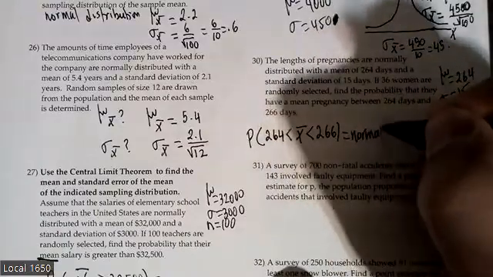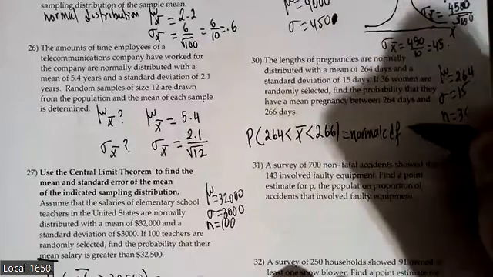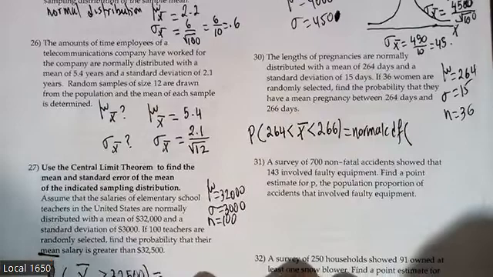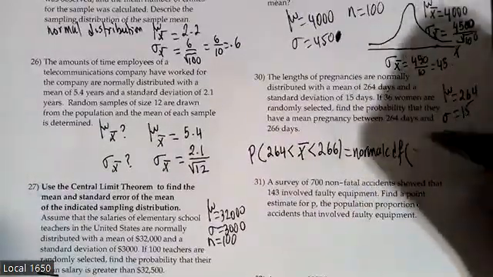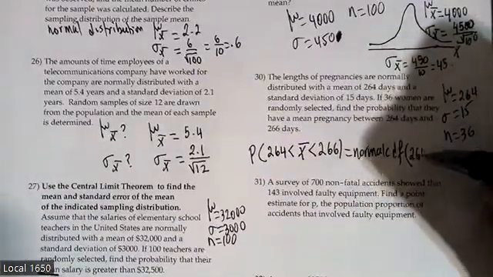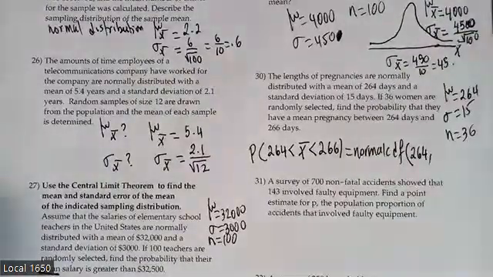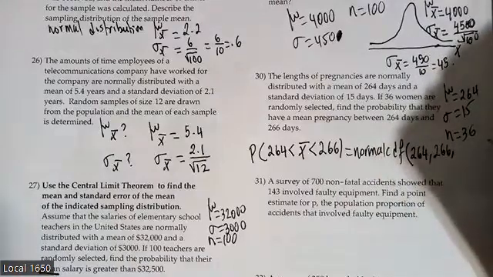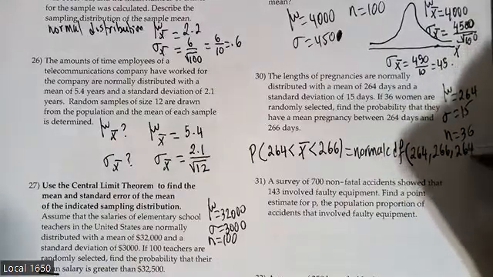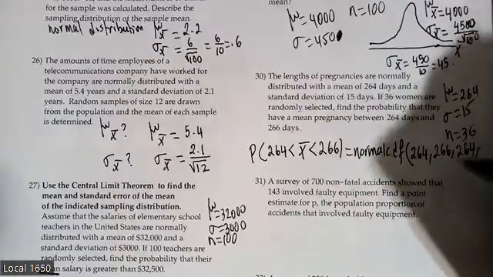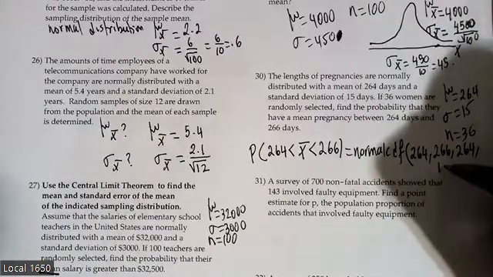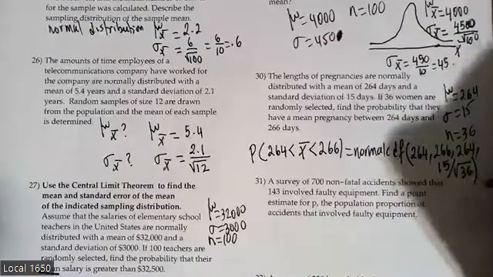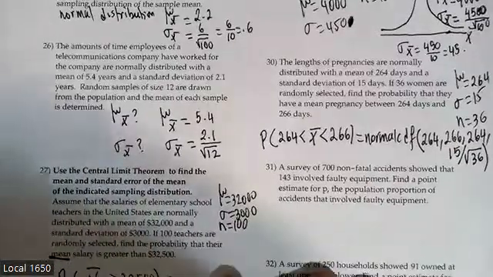Okay, now I want one of you to tell me what would be the 4 arguments. So what would be the lower bound, guys? 264. Upper bound? 266. Mean? 264. Standard deviation? 15. That's it. Divided by square root. Don't forget that. You forget it, guys, you get the wrong answer.